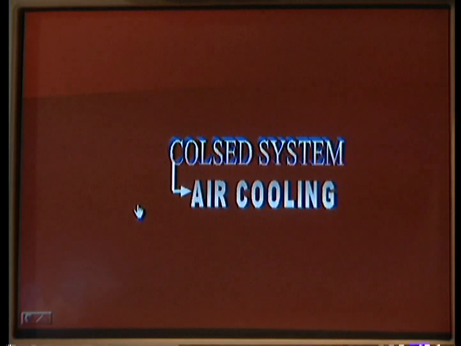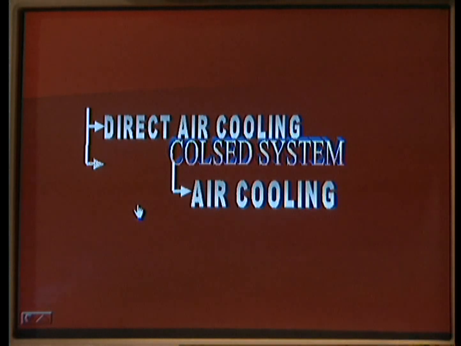Next, coming to another cooling system, that is air cooling. We are not using air cooling in a thermal power station. I think you have understood cooling towers.